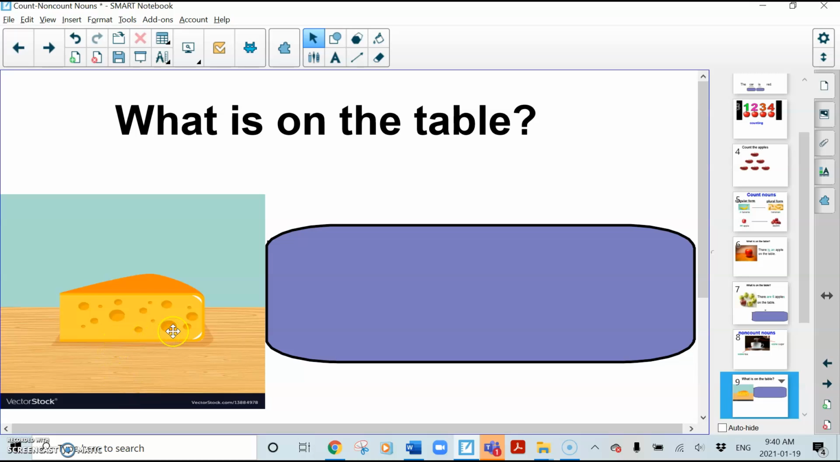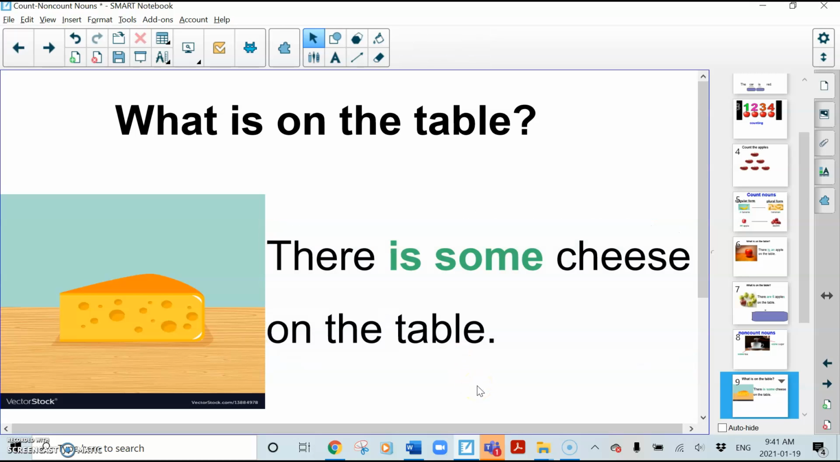Now, what's on the table? There is some cheese on the table. So cheese, we can't count. We don't have one cheese, two cheeses, three cheeses. No, some cheese. And the verb is always singular, is.